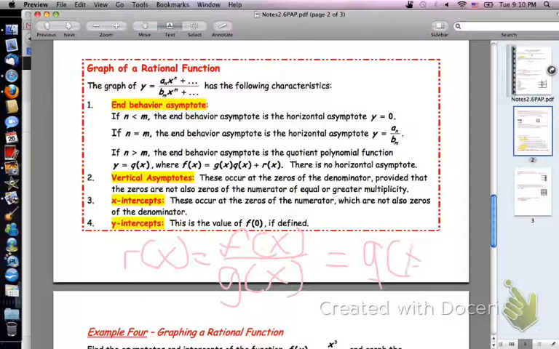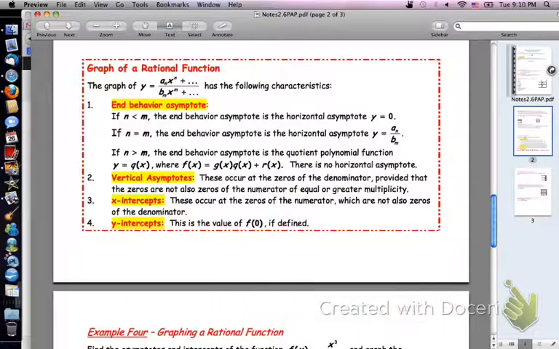Q(x). Then if there's a remainder, the remainder won't actually really affect the limit. So as x approaches infinity or negative infinity, our function's behaving like the quotient when we divide f(x) by g(x). Okay, so those are end behavior asymptotes. Now, what about vertical asymptotes?